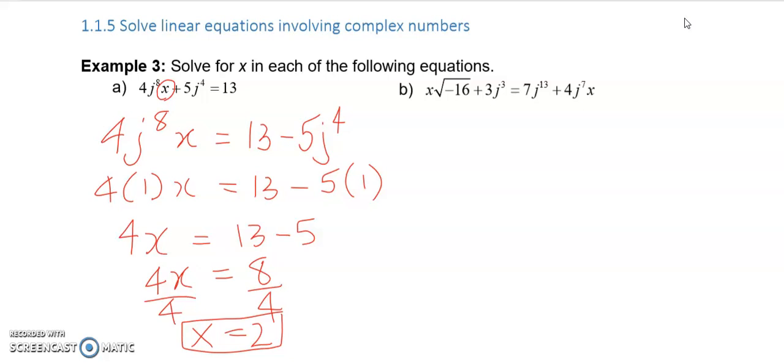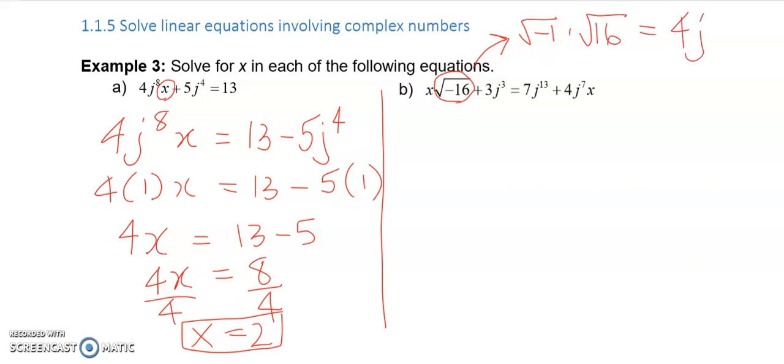Okay, next equation. Let's have a look at that. And I'll just draw a line down here. Notice that this one has the square root of a negative number already in it. So let's write that in terms of j. Remember what we were doing previously, we could break that apart into the square root of -1 multiplied by the square root of positive 16, and so that's just 4 multiplied by j. So we're going to change that into a 4j.